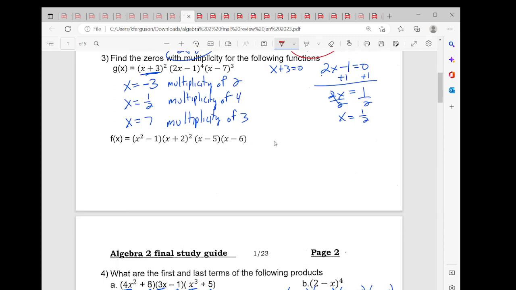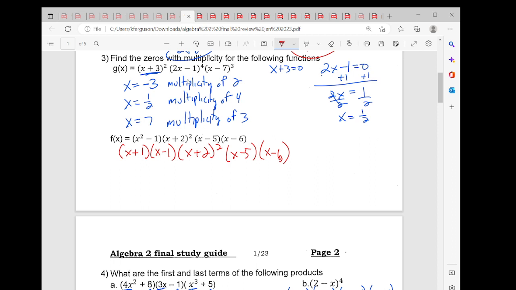So right here, multiplicity is how many times something is repeated. Well, in this case, I got x squared minus 1. I need to factor that first. That's the difference of squares. So if I take that as a difference of squares, that's x plus 1 times x minus 1. And then we've got x plus 2 to the second power times x minus 5 times x minus 6.